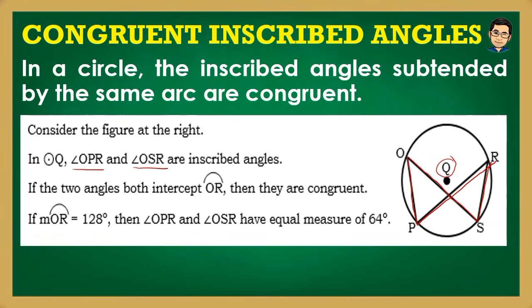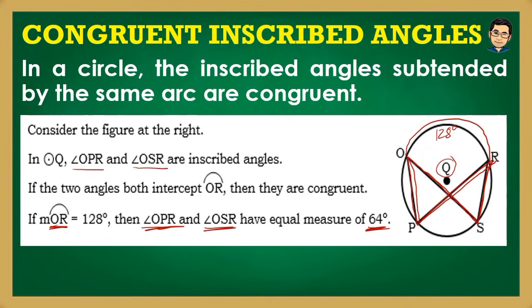And then, if the two angles both intercept arc OR, ini-intercept nilang pareho itong arc OR. Same sila ng endpoints. So, dahil same sila ng endpoints, yung dalawang inscribed angles na yan ay congruent. Like for example, if the measure of arc OR, yung nasa taas, is equal to 128 degrees, then angle OPR and angle OSR have equal measure of 64.